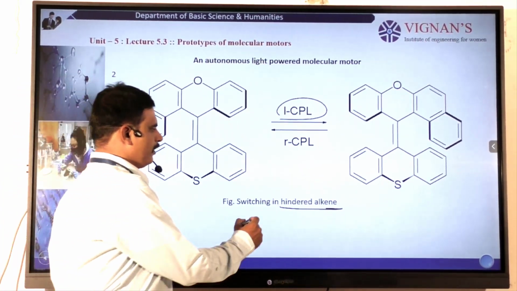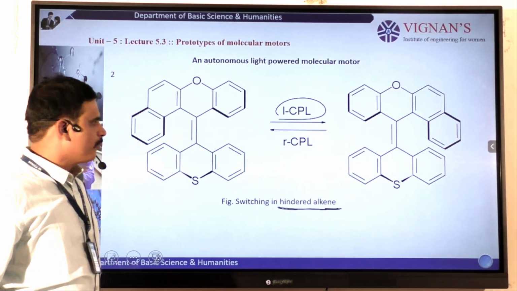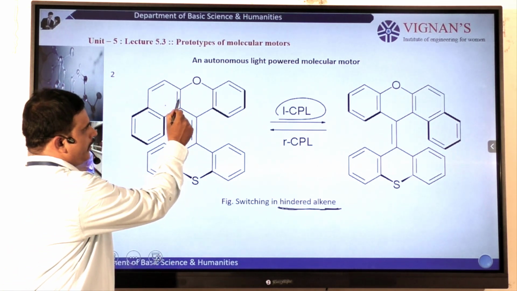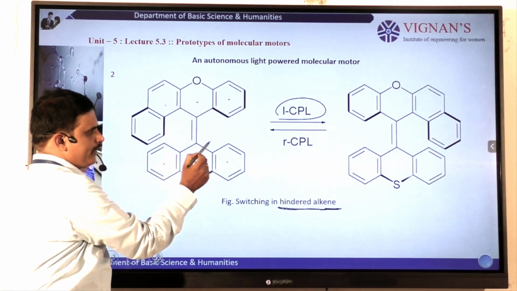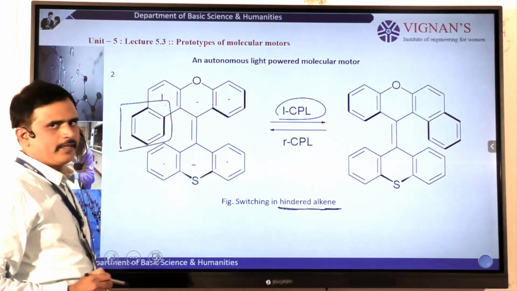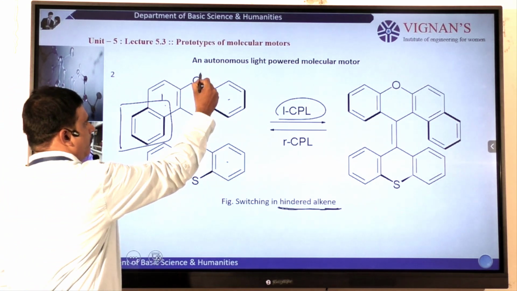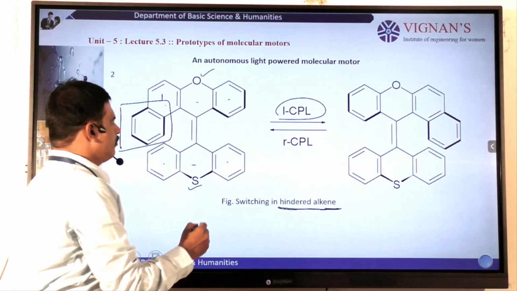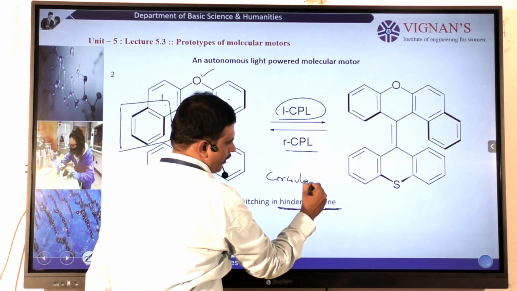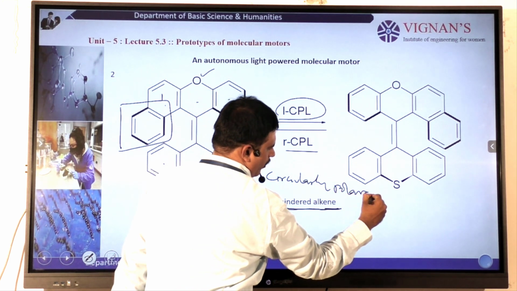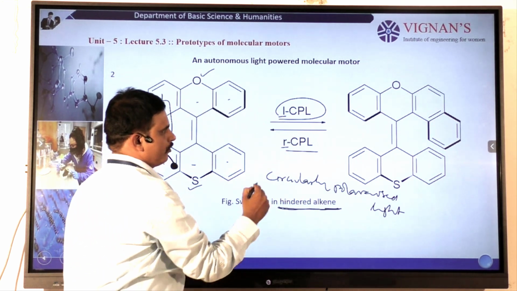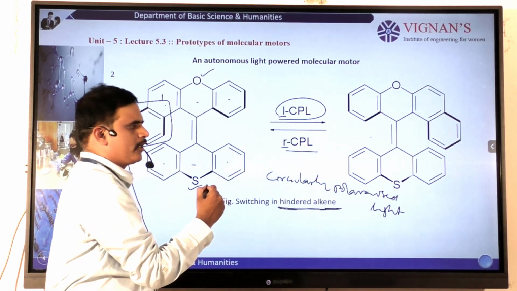Yes, the second example of this light-powered molecular motor is hindered alkene. Coming to this structure, here we observe 3 rings on the top side and another 3 rings on the down side. One special ring will be adjusted at the first ring of the upper side, and here one oxygen and sulfur will exist. This happens in the presence of CPL, that is called circularly polarized light, and left and right we are using. So this is the left side structure and this is the right circularly polarized light.